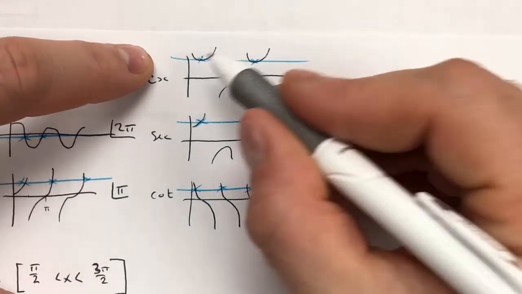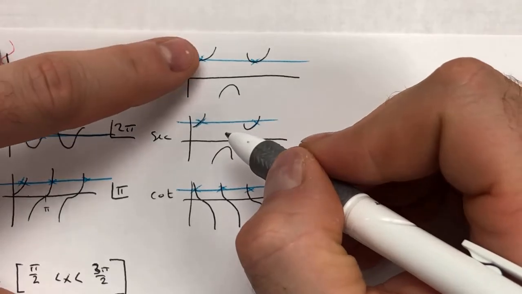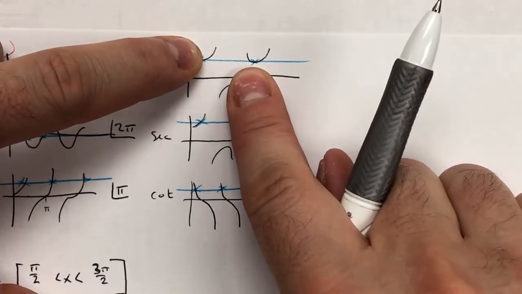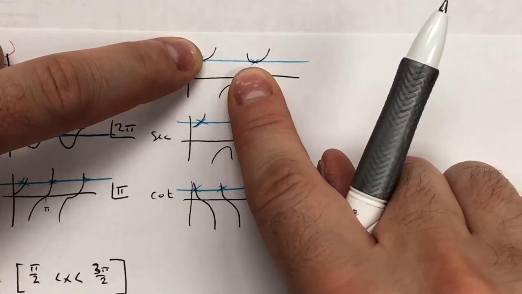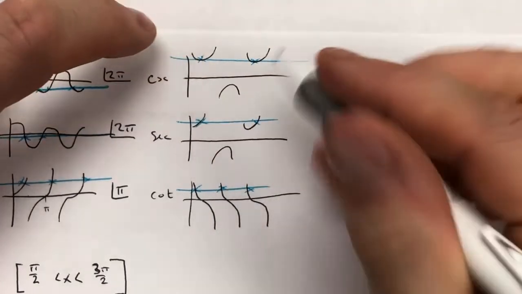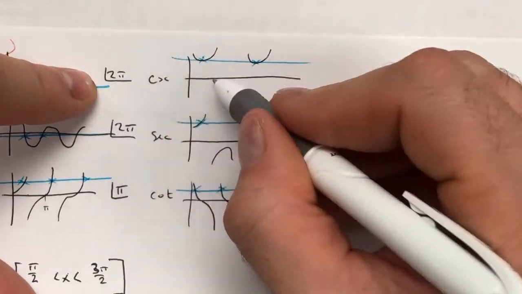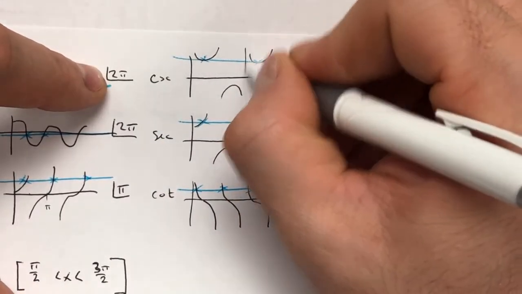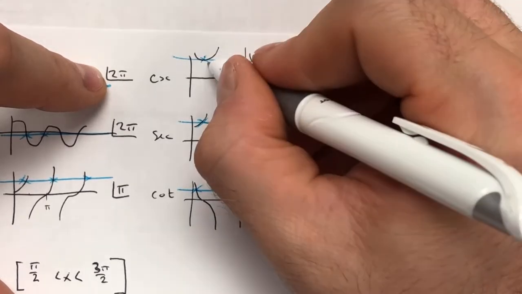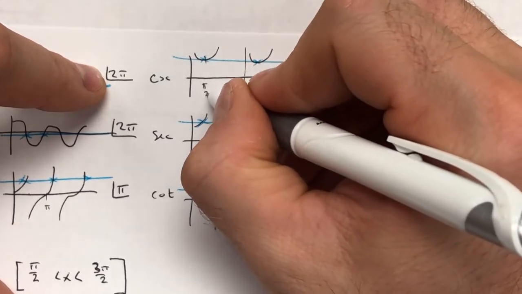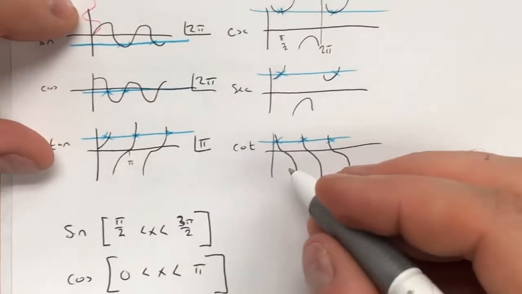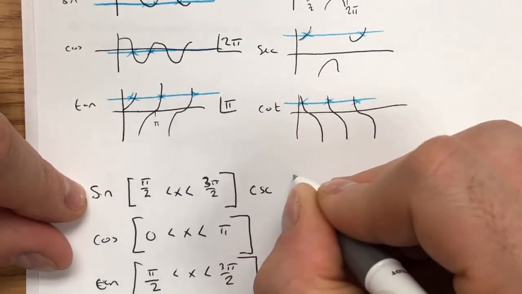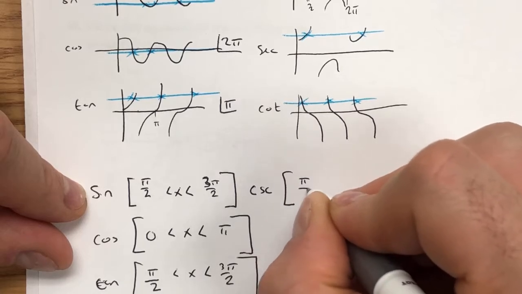For my next one, I notice that I can't include the full loop. I can include part of the loop and part of the loop, which means in order for this to be a function, I have to only include that part and that part. This, again, has the same period as its counterpart of 2 pi, which means that at this point, I'm at 2 pi. So I'm dealing with pi over 2 to 3 pi over 2. So for sine and cosecant, I have the same limits.